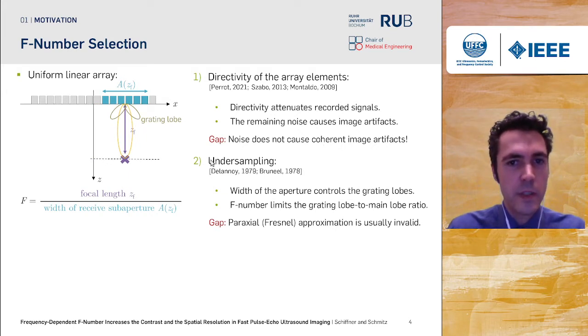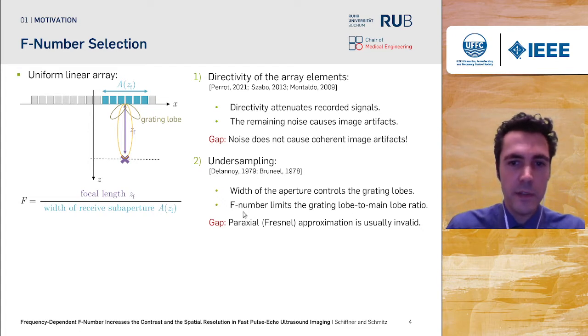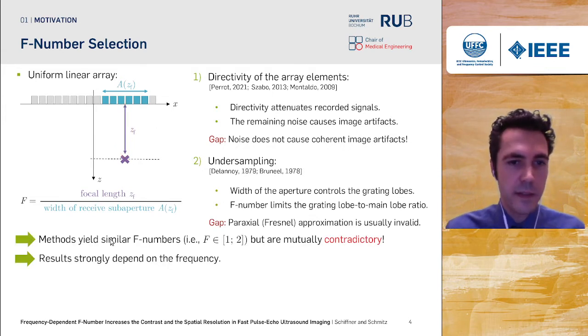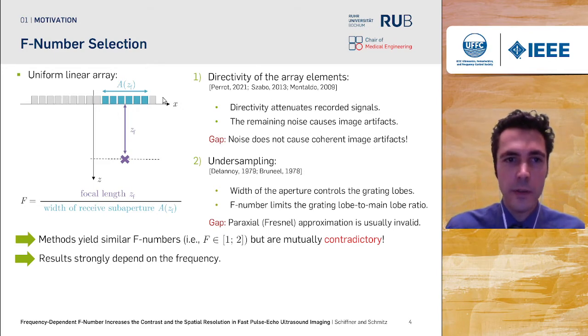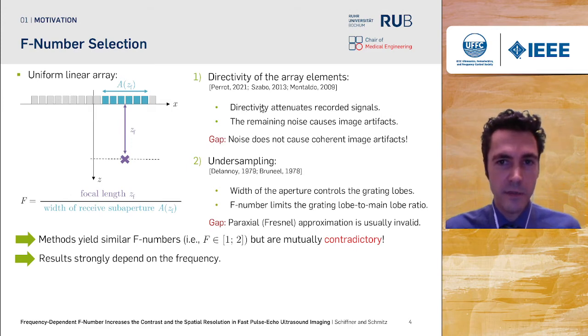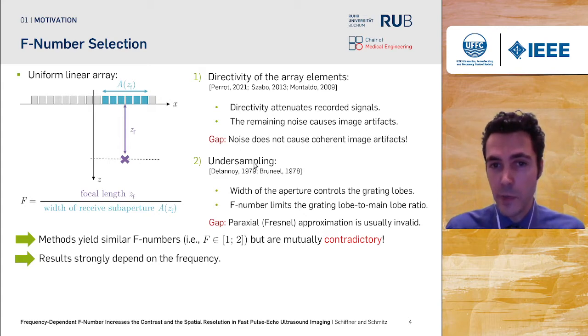A second method attributes these image artifacts to the undersampling of the array. The width of the aperture controls the grating lobes, and the f-number limits the grating lobe to main lobe ratio. The authors, however, use the paraxial Fresnel approximation, which is typically invalid. Although both methods yield similar f-numbers, which typically range from 1 to 2, they are mutually contradictory. Wide array elements, according to the first method, require large f-numbers or small receive subapertures because of their directivity. According to the second method, however, wide array elements suppress the grating lobes and permit wide receive subapertures or small f-numbers.